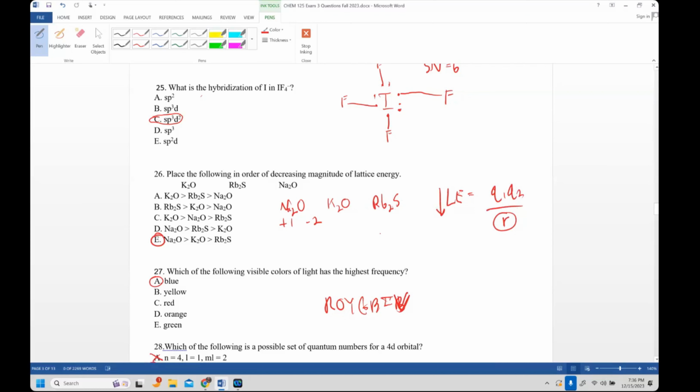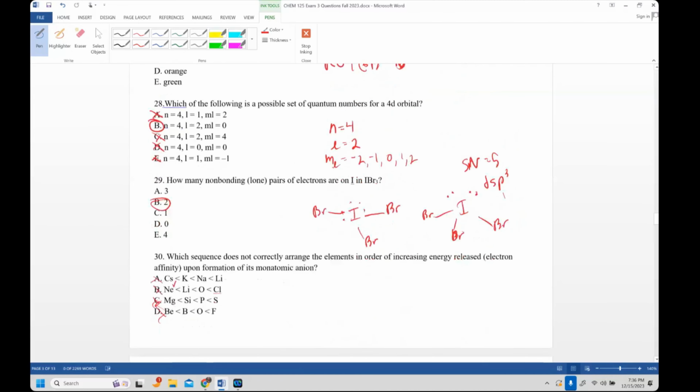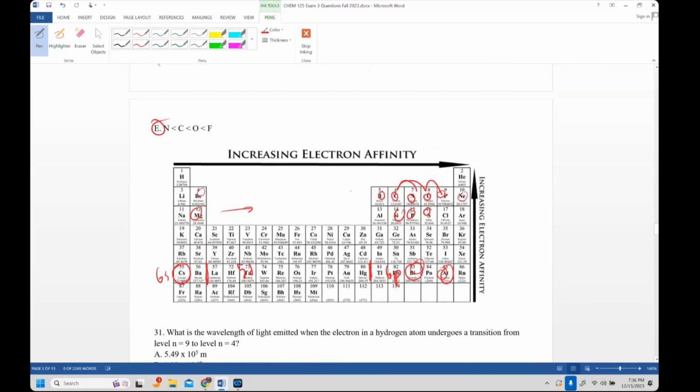Rubidium is low on the periodic table, so it's going to have a large size. Sulfur is lower than oxygen, so it's going to have a larger size than oxygen. So that's going to be the largest radius. Could you use the periodic table to show that? Exactly. Let's take a look. Rubidium's right here, sulfur's right here. Sulfur is bigger than oxygen, and rubidium is bigger than both potassium and sodium. That's why rubidium and sulfur make the largest bond.